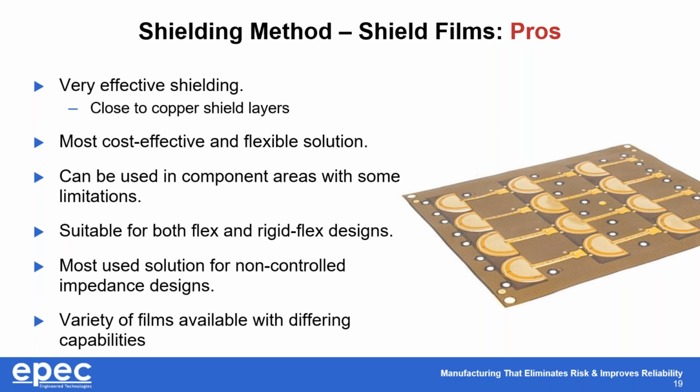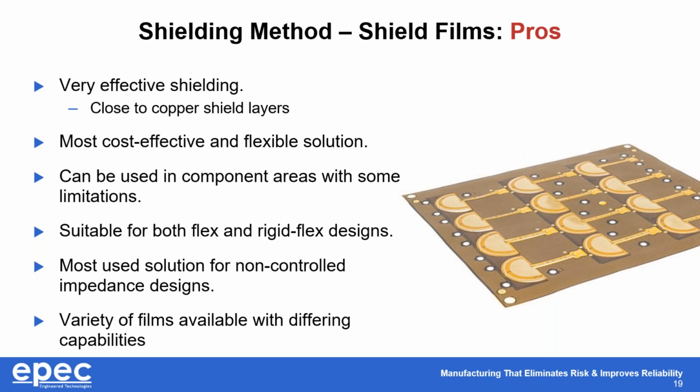So the last method is shielding films. And the pros of shielding films is, first of all, it's very effective. It's very, very close to that of copper shield layers. It's also by far the most cost-effective and flexible solution. As a material, it's not cheap, but it is so easy to apply and such a straightforward process that what you invest in the additional cost of the material, you recoup very quickly in the ease of manufacturing and the reduction in process steps.